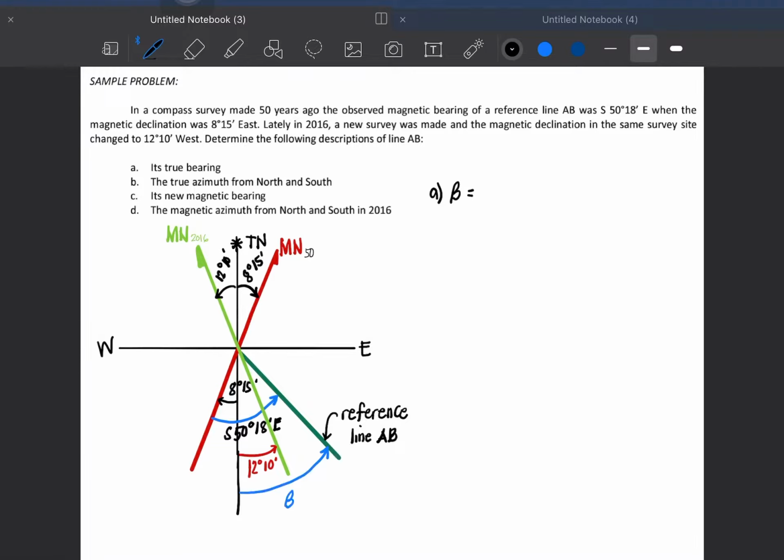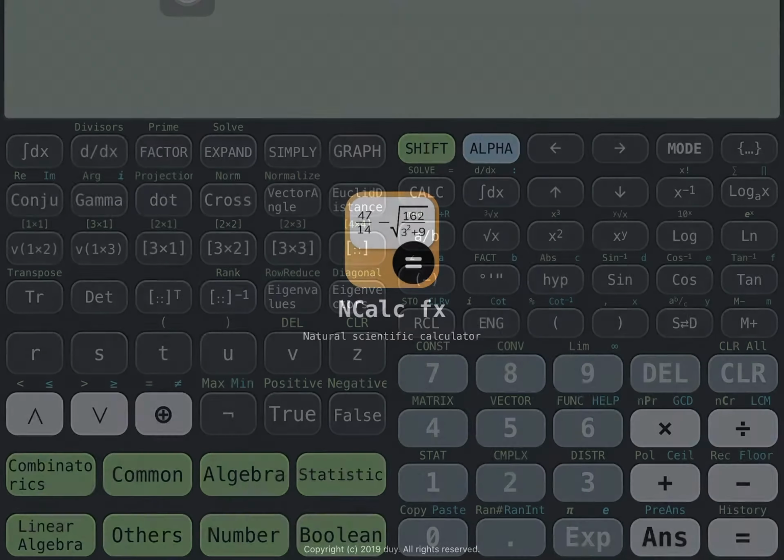You have the true bearing, or that is beta, is equal to, for the true bearing, that is equal to the magnetic bearing 50 years ago, which is 50 degrees 18 minutes minus the magnetic declination. So that is the magnetic bearing minus the magnetic declination is equal to the true bearing. Okay? So, minus 8 degrees 15 minutes. So, that is equal to, we need a calculator.